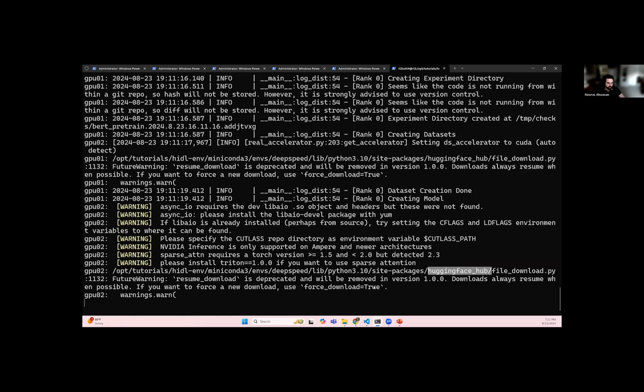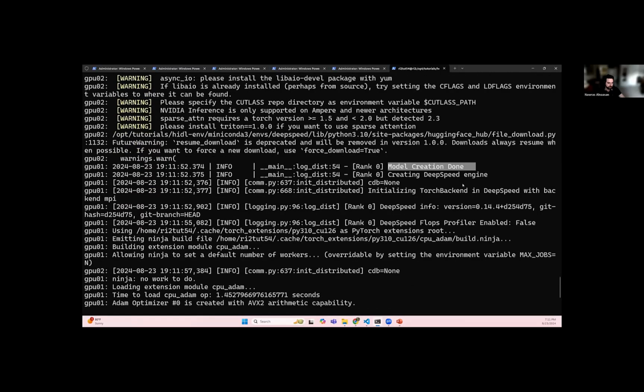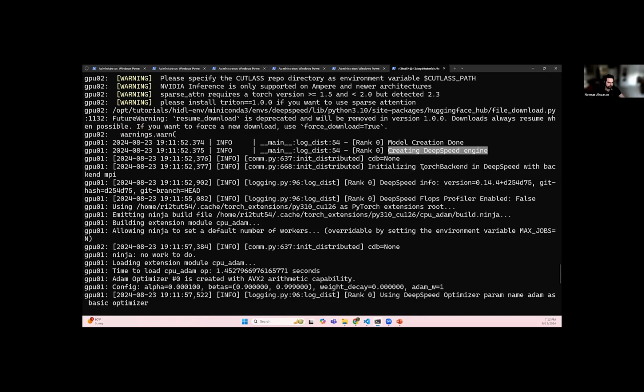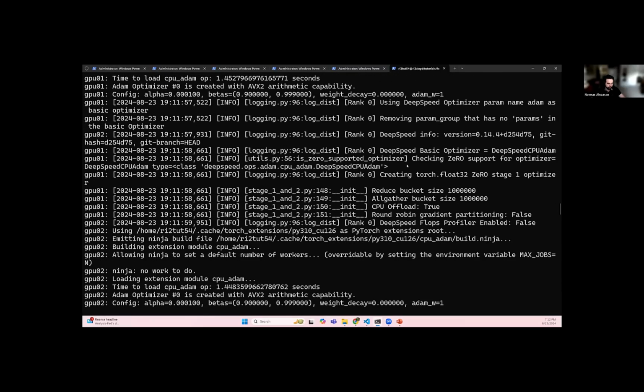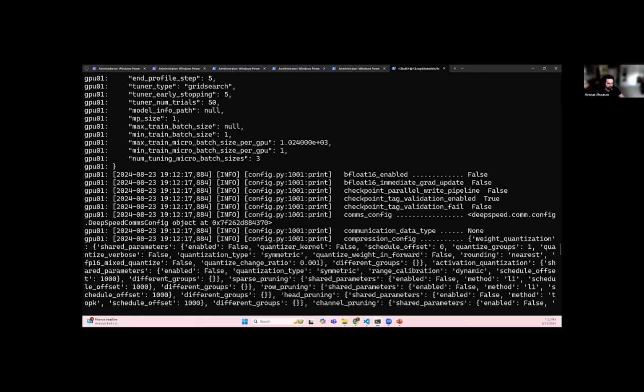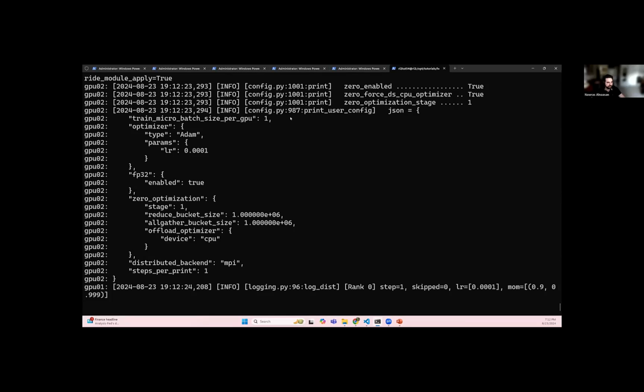DeepSpeed runs on PyTorch, so you'll see a lot of PyTorch output as well. Now we see that the model creation is done. Now we're creating the DeepSpeed engine for communication. The engine is created, and we see that the Torch backend in DeepSpeed is using MPI, since we're using the MVAPICH library. And then we'll see a lot of output now, as it's basically running these 10 iterations.